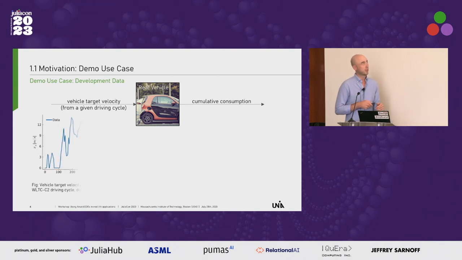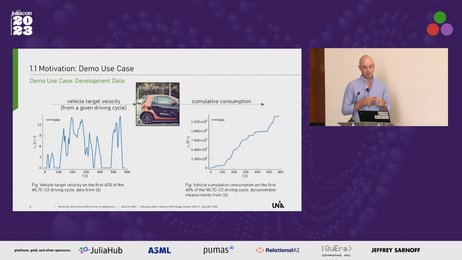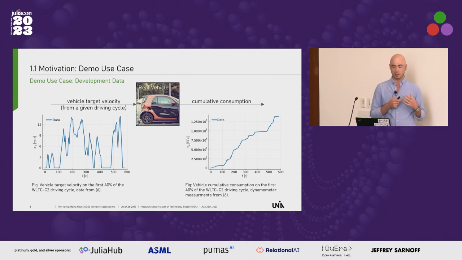So on the left, we have the first 40% of the WLTC driving cycle. So that's the so-called city part, where we are driving with speeds up to 13 meters per second, which is around 30 mph in American units. So on the right, we have the corresponding energy consumption in watt seconds. And to keep it interesting, we only do two runs and measure the first 40% of WLTC, like in this plot. This is our training data.